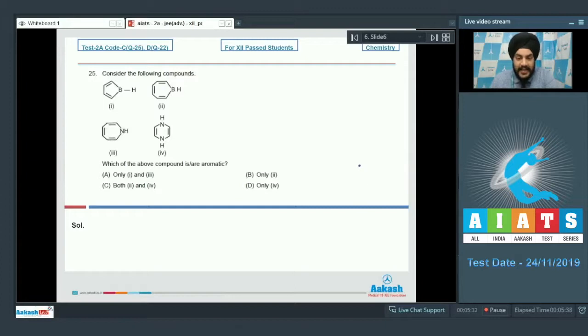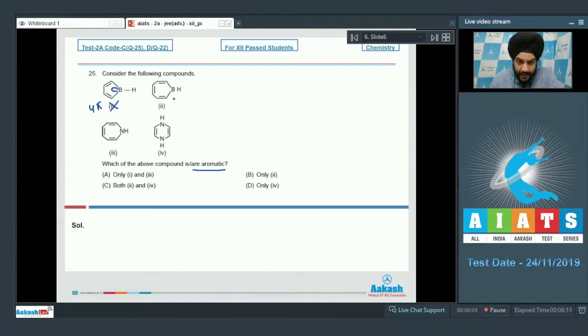Question number 25. Consider the following compounds. So we've been given 4 different compounds, and the examiner seems to be interested in the compounds which are aromatic. So if we talk about the first compound which is given to us, students, we have a total of 4 pi electrons in conjugation. The boron has a vacant p orbital. So there is complete conjugation, but there are only 4 pi electrons in the conjugation. So according to Huckel's rule, this is not going to be aromatic, students.